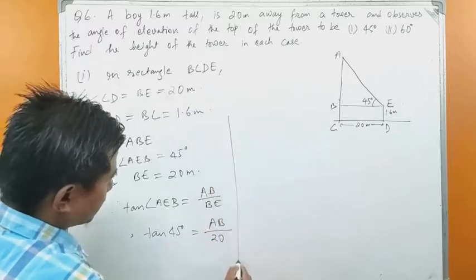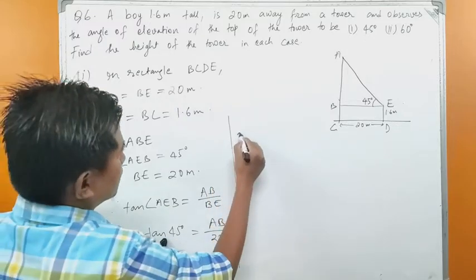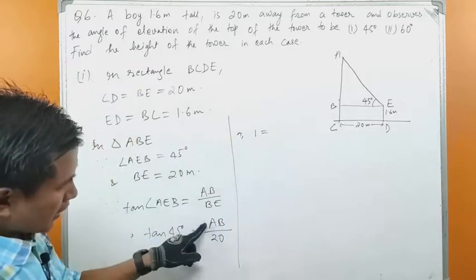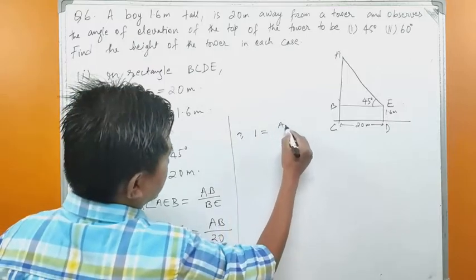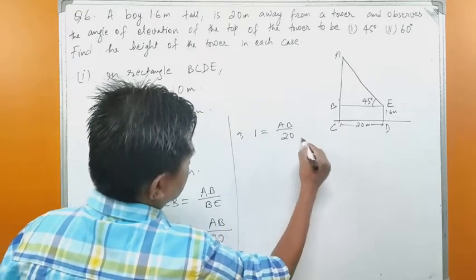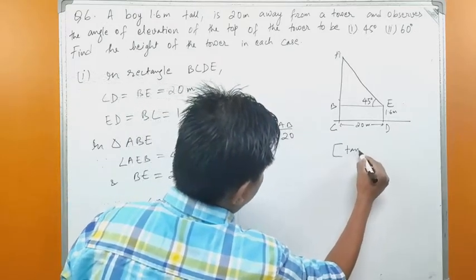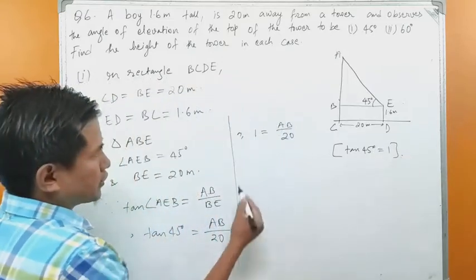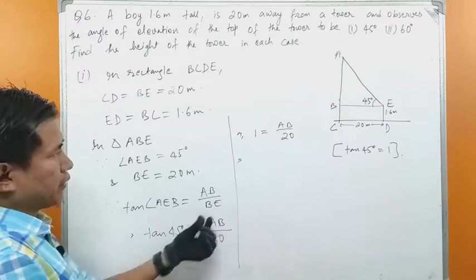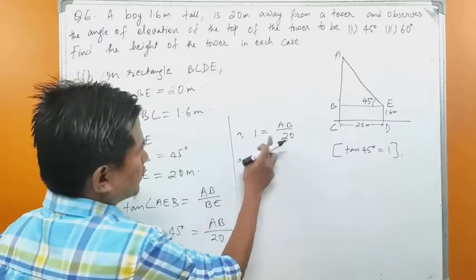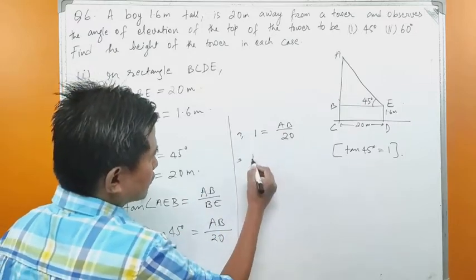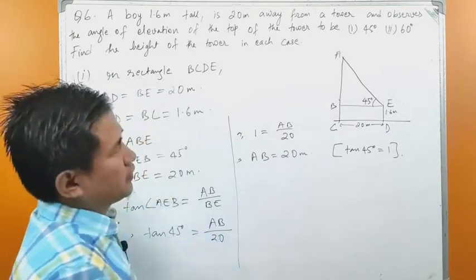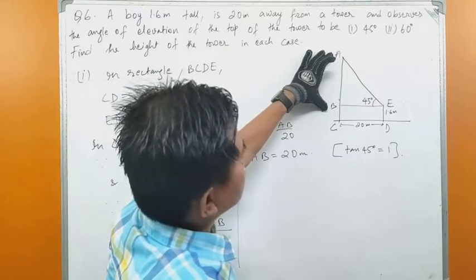Now let me continue here. Tan 45 means 1 equals AB upon 20. Since the value of tan 45 degree is 1, instead of tan 45 I am writing 1. So 20 into 1 is 20, therefore AB equals 20 meter. We found AB equals 20 meter.